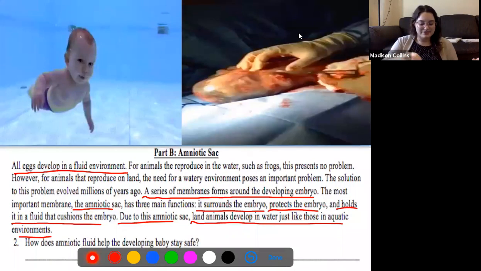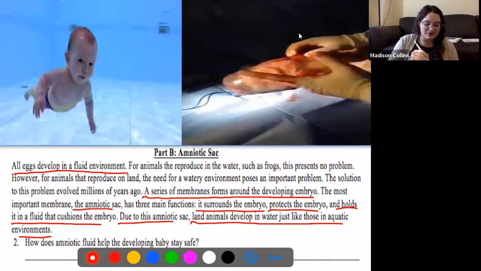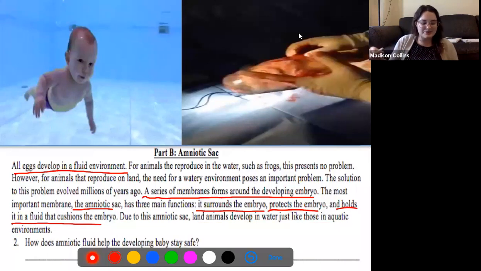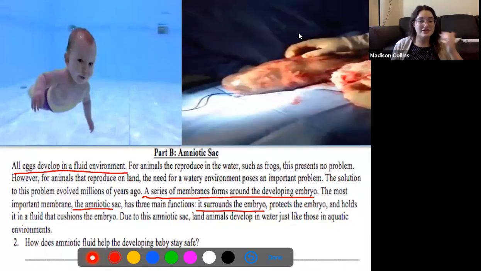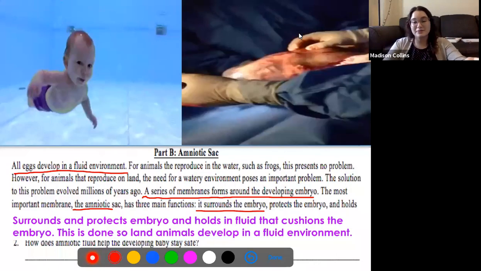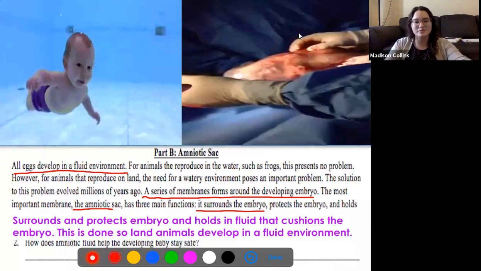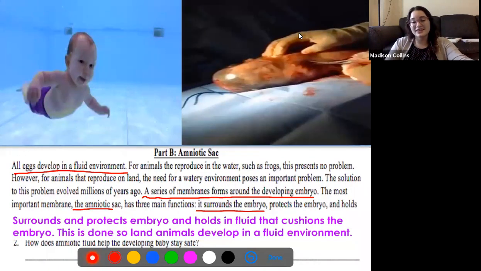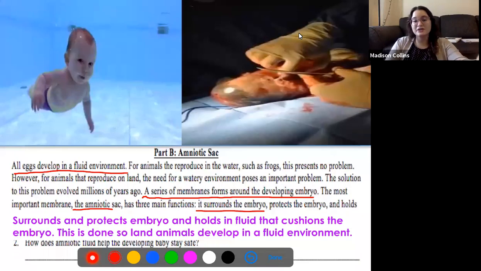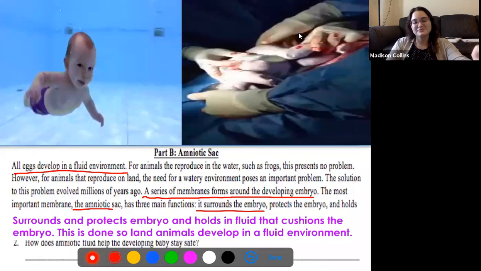Oh, I didn't even answer this question. Okay, let's go over number 2. So how does amniotic fluid help the developing baby stay safe? Well, we need to know that the amniotic sac is going to surround and protect the embryo and hold it in a fluid environment that cushions or protects the embryo. And this is done so that land animals like ourselves develop in a fluid environment.